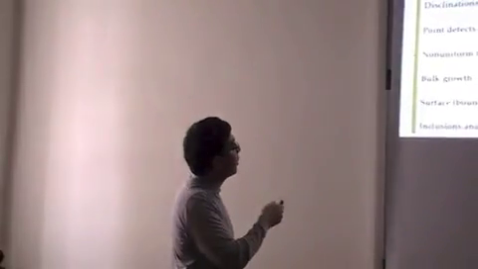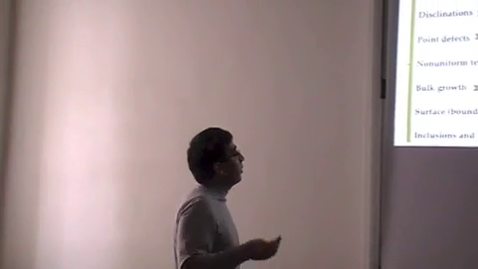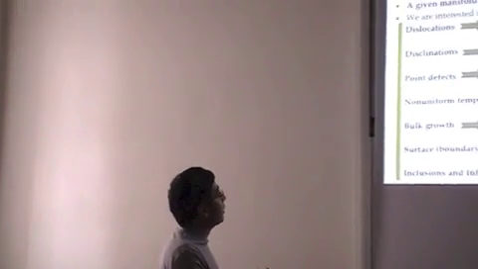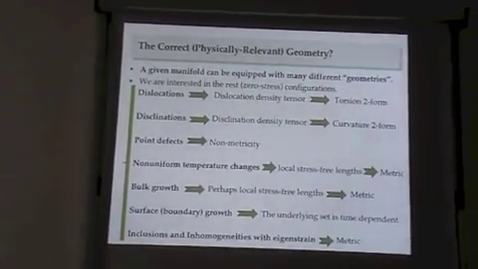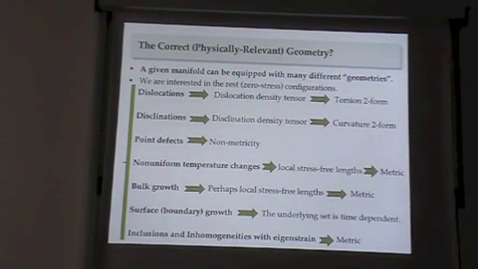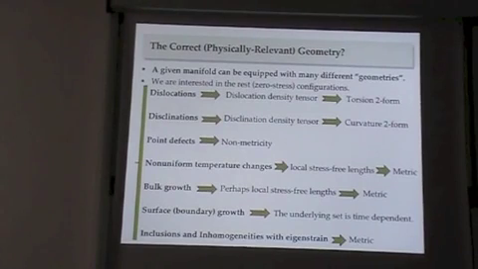So just some examples, and Marcel already mentioned some of this. In the case of dislocations, the physical quantity is the dislocation density tensor, torsion, or Burgers vector somehow, which is the areal density, is the relevant quantity. For disclinations, curvature. For point defects, non-metricity. For temperature changes, you could write down the metric directly. Bulk growth, again metric. Surface growth, not very well understood, as we discussed yesterday with Marcelo. And inclusions and inhomogeneities, and this is what I'm going to explain next.